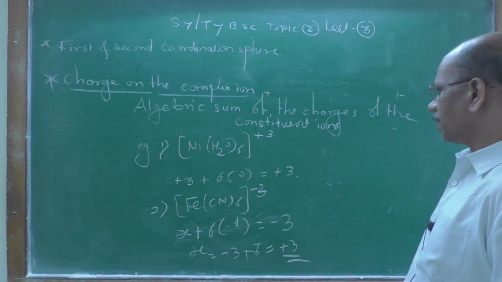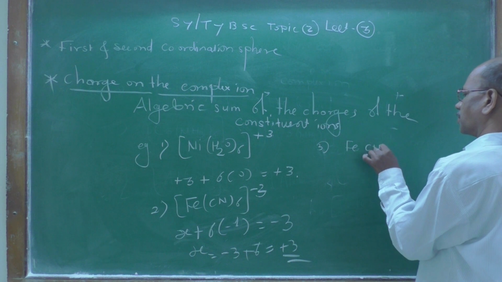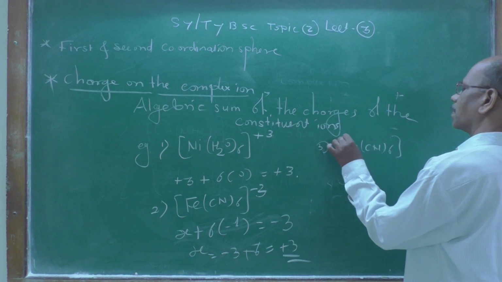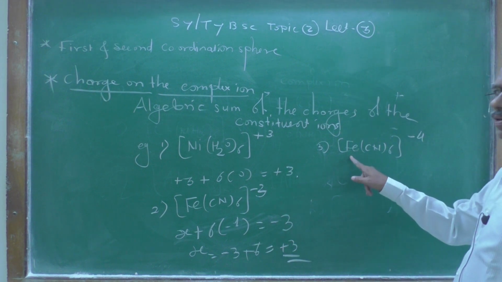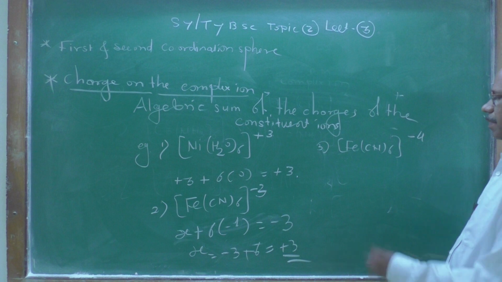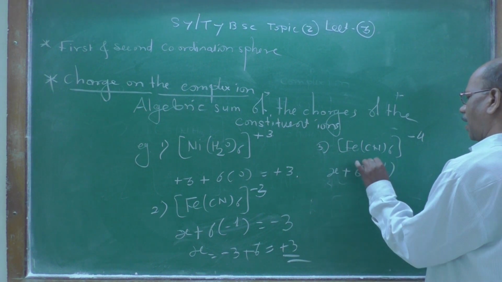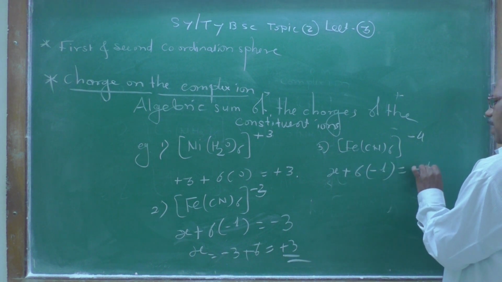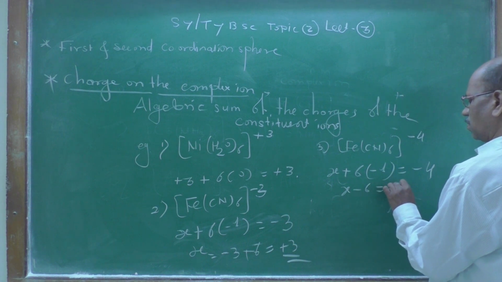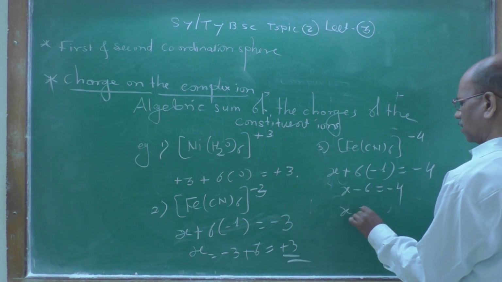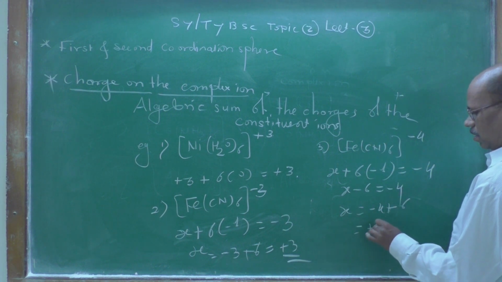So it is a second example. I consider the third example. Suppose it is [Fe(CN)6], which has a -4 charge. It is again a complex ion. To find out the oxidation state of iron, we assume it as X plus 6 into -1 is equal to -4. So X minus 6 is equal to -4. So X is equal to -4 plus 6. So X is equal to +2.